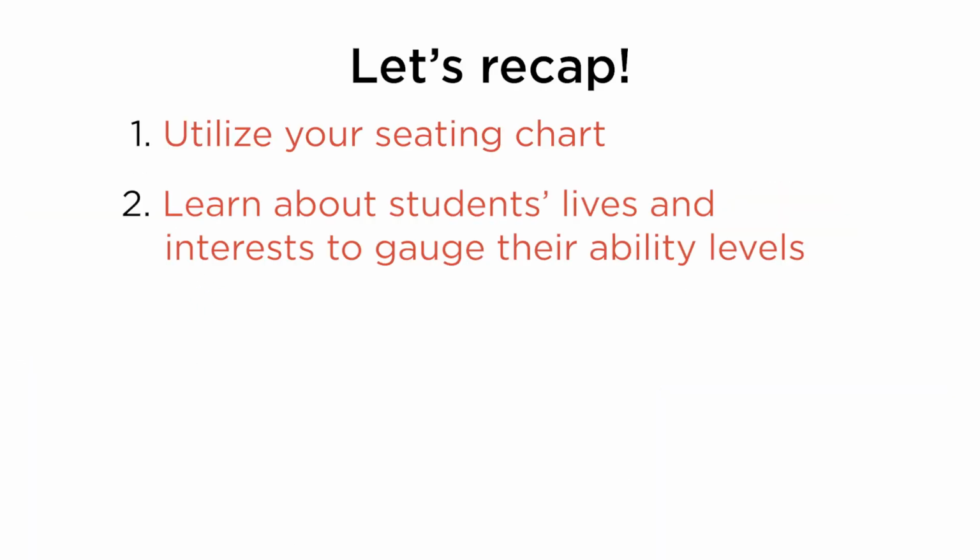Well, I've found this discussion on differentiation to be extremely helpful, and I kind of want to recap some of the things that I heard you say. One thing I can do in my class is really utilize my seating chart, not just to know where everybody's sitting, but to know a little bit about them and to make sure I'm balancing participation. Another thing I can do is use students' lives and their interests to find out more about them, and that also gives me an added benefit of knowing more about their ability level.